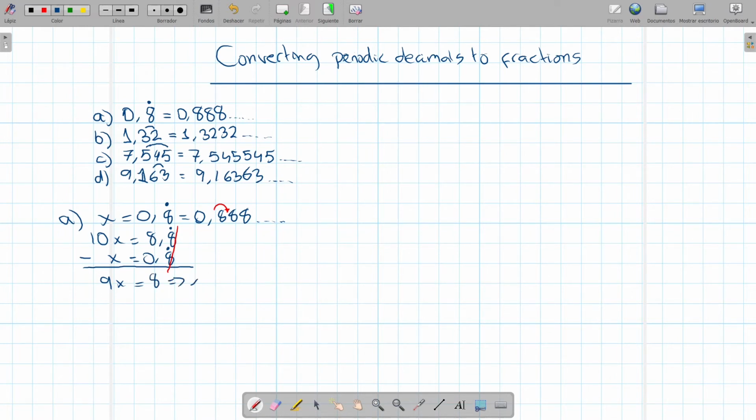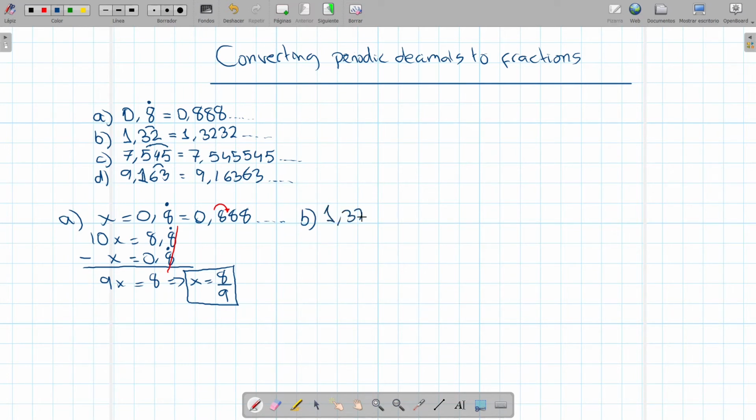So if we make x the subject of this, we have 8 divided by 9, which, if you check in the calculator, you'll see gives you 0.88888. Okay, so let's do the second example.